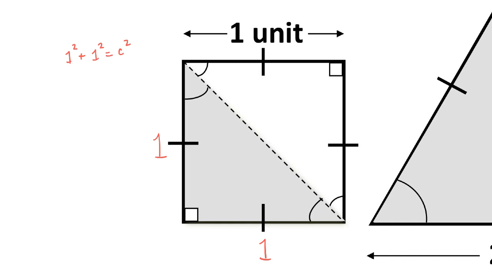So 1 squared is 1, 1 squared is 1, so this is 1 plus 1, which is 2, and then we square root it to find the value of c instead of getting c squared, so we can see that the third side of that triangle is the square root of 2. Now, the next thing is to look at the angles. So we can see these little boxes in the corners. These tell us that we have right angles.